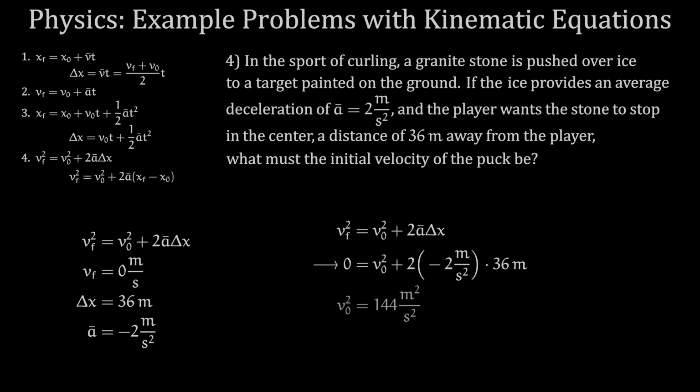Taking the square root of both sides, we find the initial velocity has to be equal to positive or negative 12 meters per second. If the target is in front of you, in the positive coordinate direction, then a negative velocity here means you've slid the puck behind you, away from the target. So while this negative 12 meters per second is a valid mathematical answer, it's not a valid physical answer, so we ignore it and take only the positive solution of 12 meters per second.